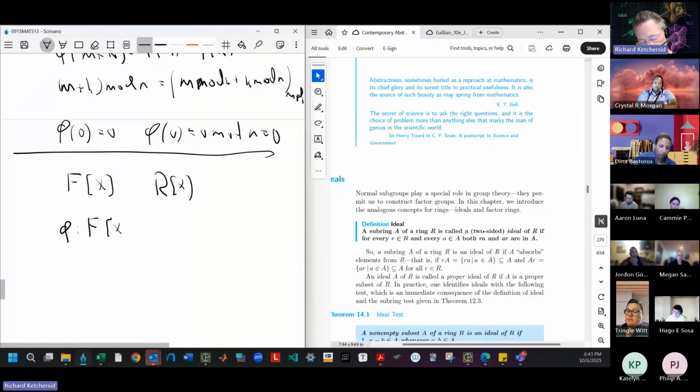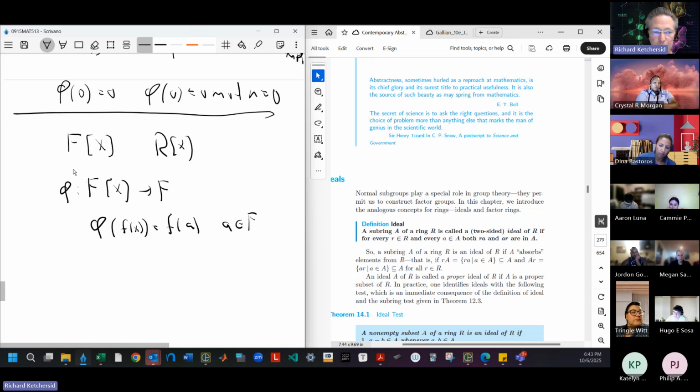Phi going from F[x] to F, where what I do is I take phi of the polynomial and I just evaluate it at some element. So that's an evaluation function. This evaluation function is a homomorphism. So phi of f(x) times g(x), I want to show, for example, that this is the same as phi of f(x) times phi of g(x).